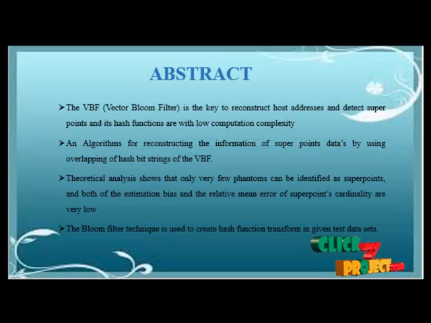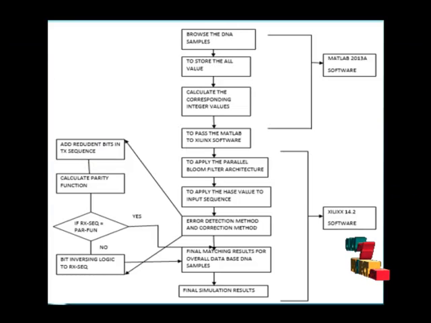Now we are going to discuss our project flow diagram. First of all, we browse the DNS dataset values and store all the values. In this process we are using MATLAB 2013, and then we calculate the corresponding integer values, so we have one structure of the database.